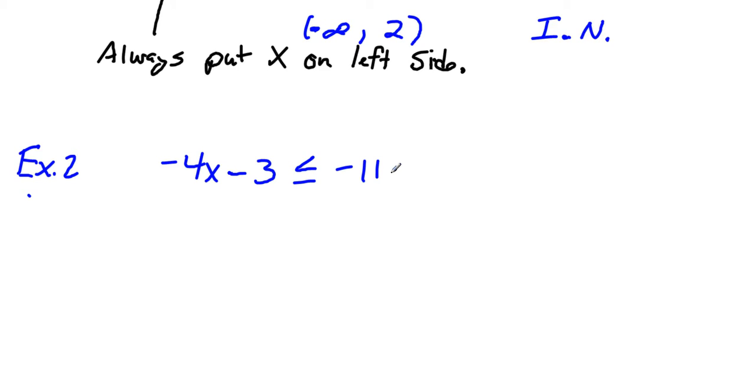Okay, again, they'll ask you to solve it, and then graph it or put the answer in interval notation, whichever way it is. And again, solving-wise, do it just like you normally would. First thing is you would add the 3 on both sides to get rid of that negative 3. So you got negative 4x less than or equal to negative 8.